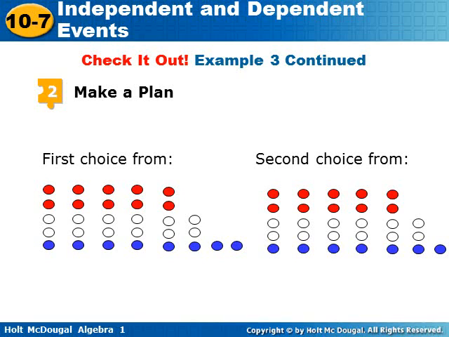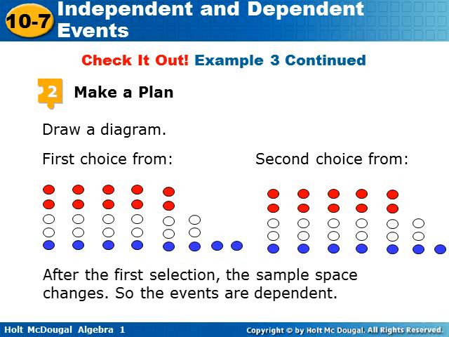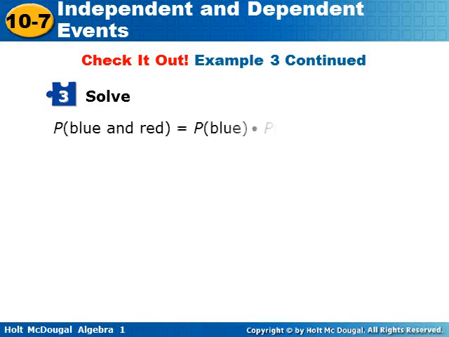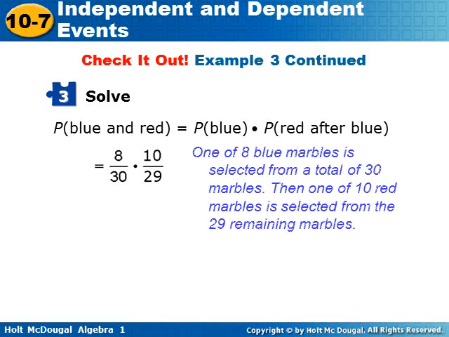To make a plan, if it's helpful, you can draw a diagram. In the first one, you would see that it has all of the red, white, and blue, and in the second one, you can see that it would have 1 less blue. After the first selection, the sample space changes, so the events are dependent. For solving, it'd be the probability of blue and red equals the probability of blue times the probability of red after blue. So the probability of blue would be 8 out of 30 times the probability of red after blue would be 10 out of 29.